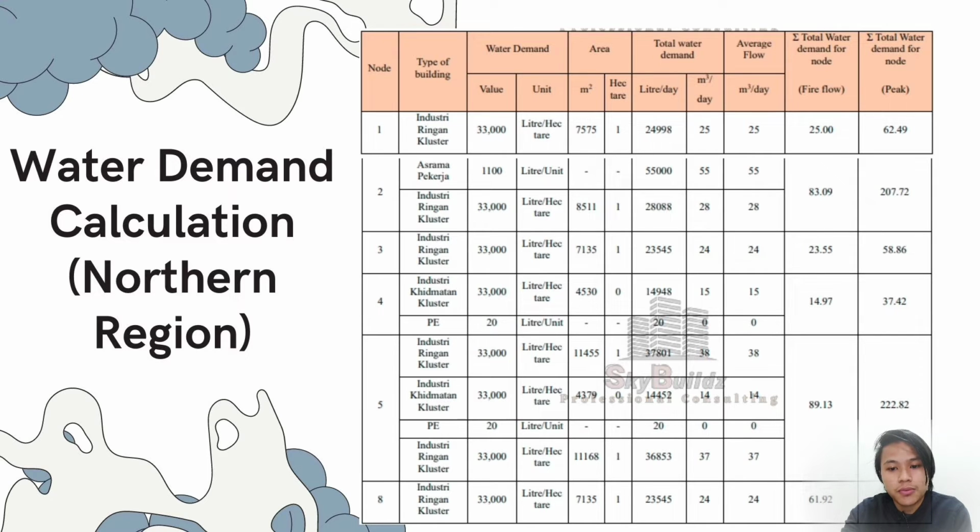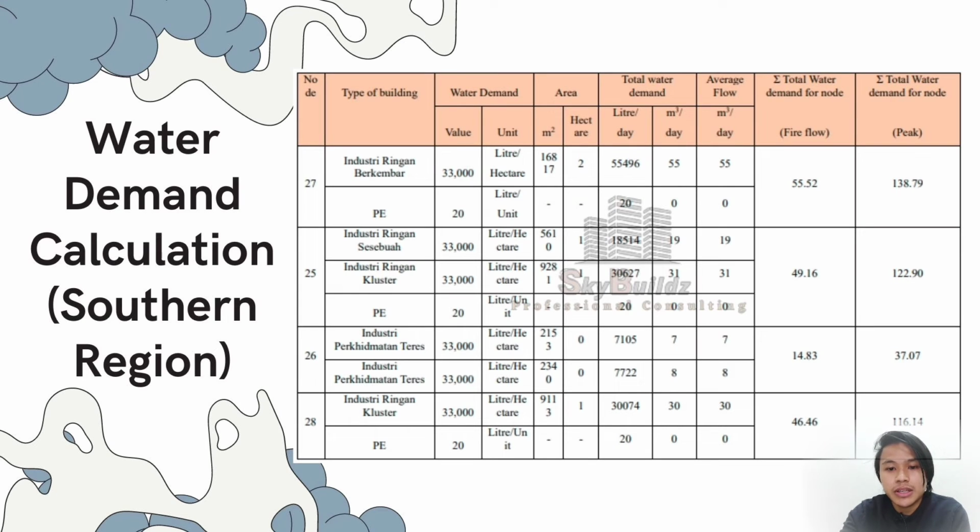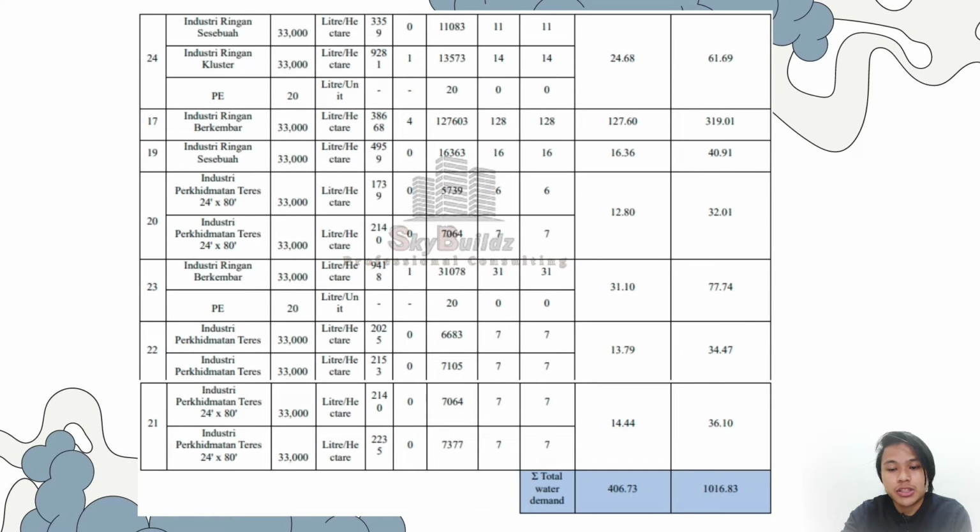water tank. Therefore, for the northern region, the total water demand in terms of fire flow, we got it to be 499.77 meter cube per day, while for the peak flow is 1249.43 meter cube per day. For the southern region, the same method is used, and we got the total water demand in terms of fire flow to be 406.73 meter cube per day and 1016.83 meter cube per day for the peak flow.